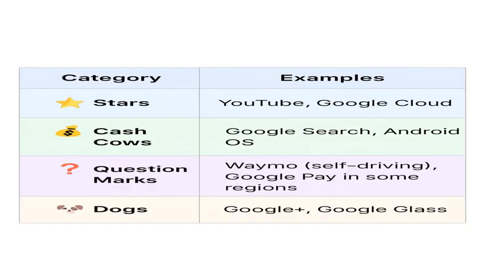So another example is of the Google company, and YouTube and Google Cloud are products of Google. YouTube and Google Cloud come under the category of stars because YouTube and Google Cloud have high market share and high market growth. That's why both products are categorized in the star category.